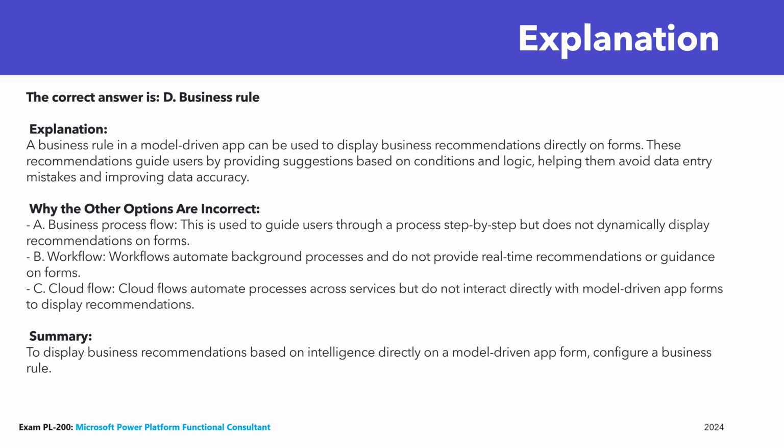Why the other options are incorrect. A. Business process flow. This is used to guide users through a process step by step, but does not dynamically display recommendations on forms. B. Workflow. Workflows automate background processes and do not provide real-time recommendations or guidance on forms. C. Cloud flow. Cloud flows automate processes across services, but do not interact directly with model-driven app forms to display recommendations. Summary: to display business recommendations based on intelligence directly on a model-driven app form, configure a business rule.